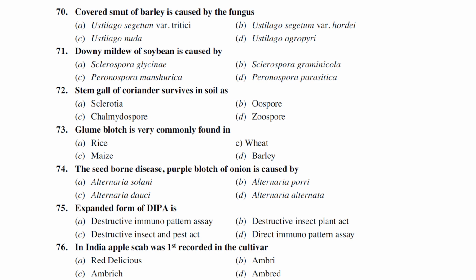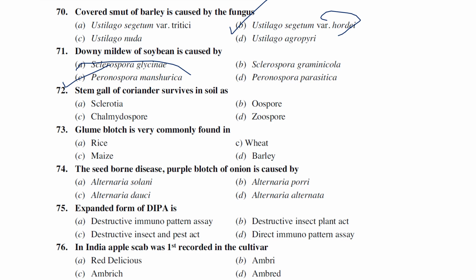Covered smut of barley is caused by the fungus Ustilago segetum var. hordei. So barley's scientific name is Hordeum vulgare, right? Like that. Downy mildew of soybean is caused by Peronospora manchurica. It is also an important pathogen in soybean.